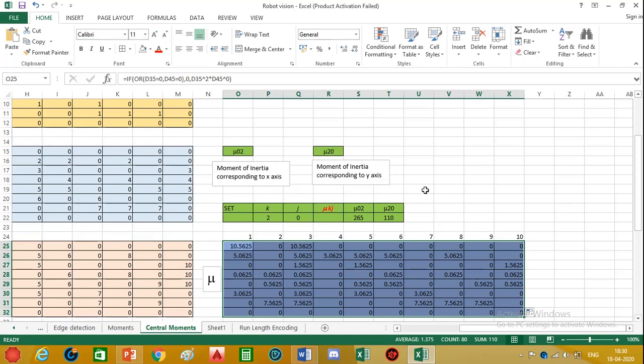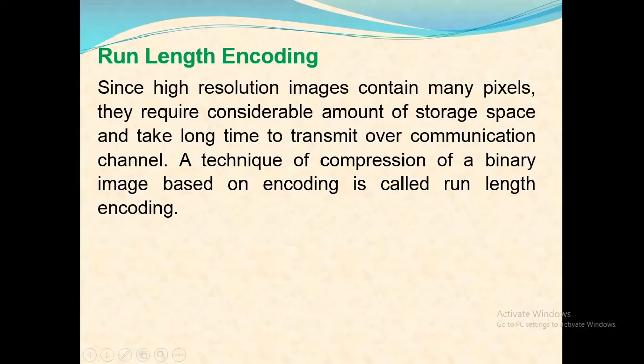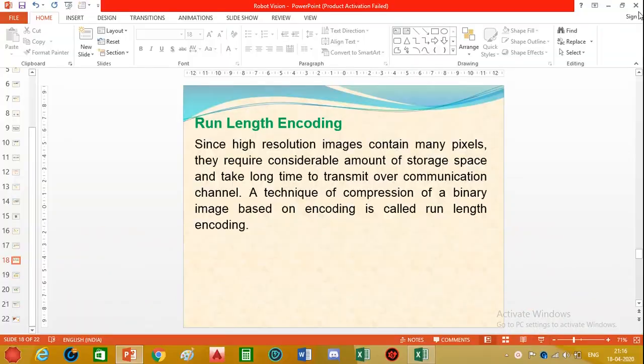So in this way, the image moments can be used to determine the area, centroid, and the moment of inertia of an image. Now we will discuss a method of image compression known as run length encoding. Since high resolution images contain many pixels, they require a considerable amount of storage space and hence take a long time to transmit over a communication channel. A technique of compression of binary images based on encoding is called run length encoding.